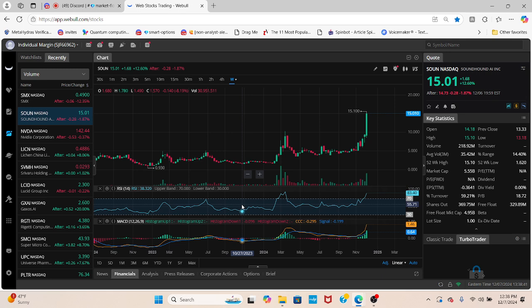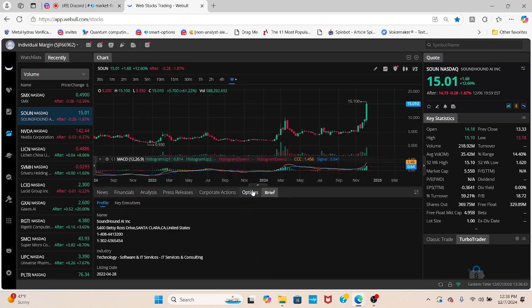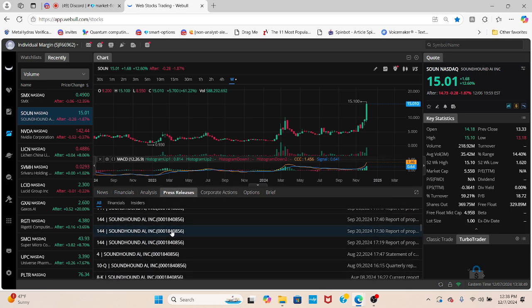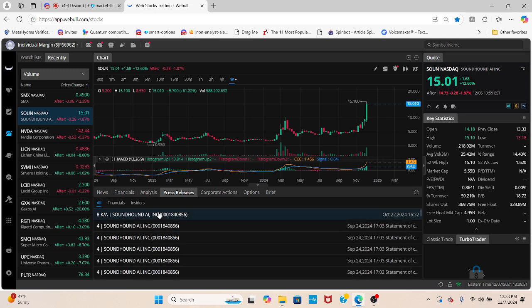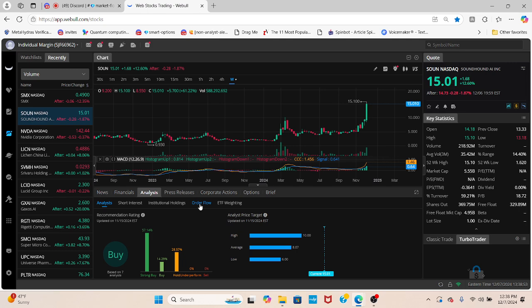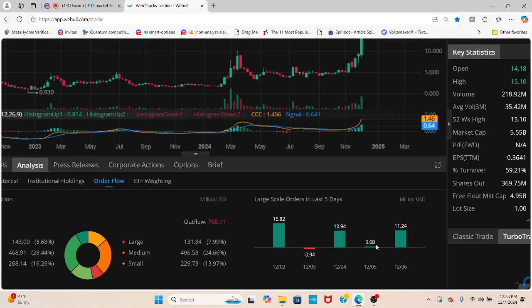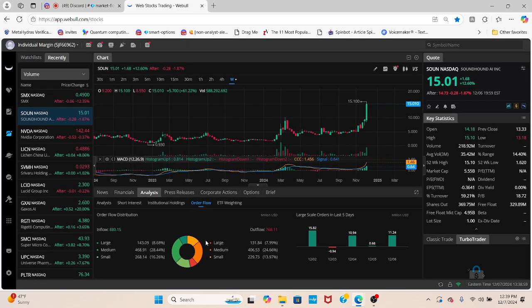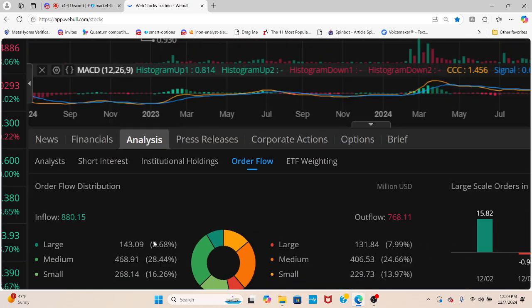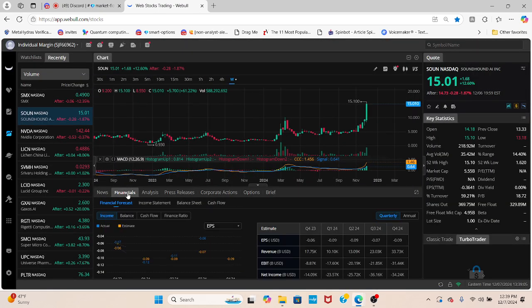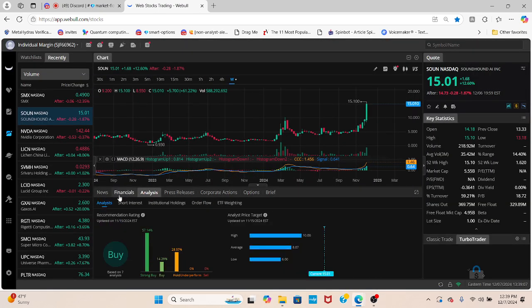to let you know if that is a solid, sound company of the future for your long-term investment. Those fundamentals: going through your briefings, checking out your options, keeping up with the corporate actions, checking out your press releases, 10Ks, 8Ks, 6Ks, checking out your analysis, and seeing if you have consistent large-scale $1 million USD orders coming in, along with large-scale activity and a consistent bullish inflow over a long period of time.